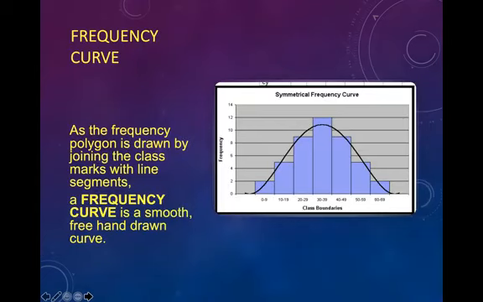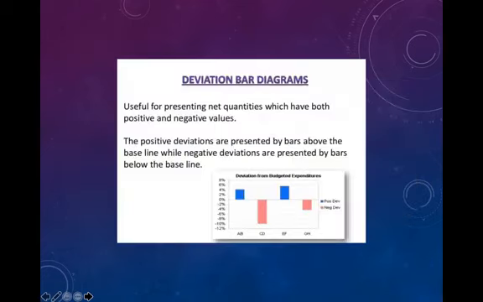Total area under the frequency curve represents total frequency. As the frequency polygon is drawn by joining the class marks with line segments, a frequency curve is a smooth freehand drawn curve. What are deviation bar diagrams? These are useful for presenting net quantities which have both positive and negative values. The positive deviations are presented by bars above the baseline, while negative deviations are presented by bars below the baseline.